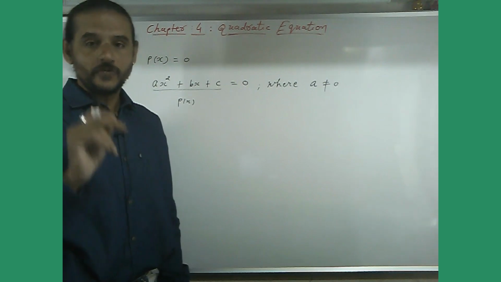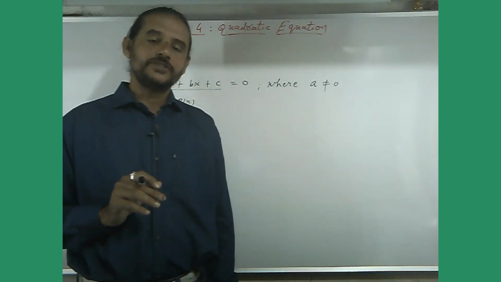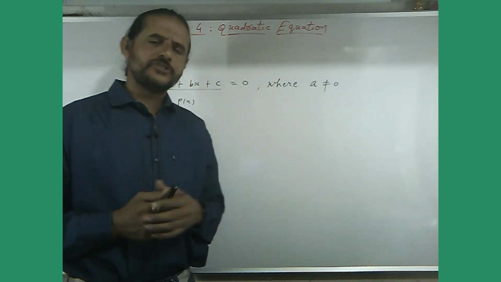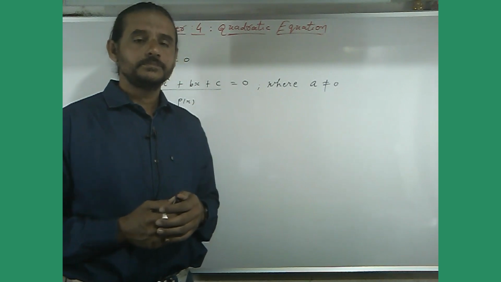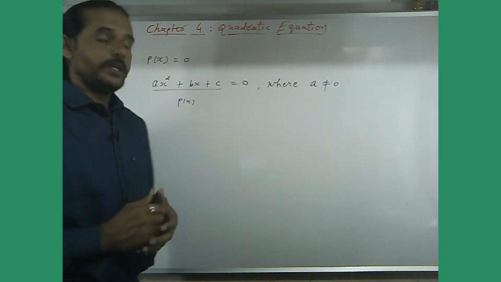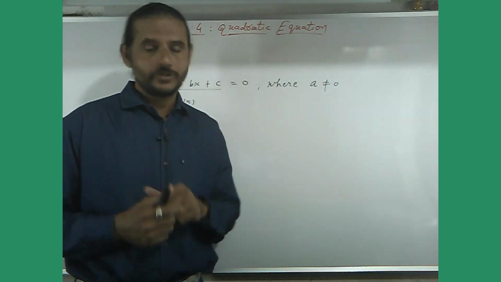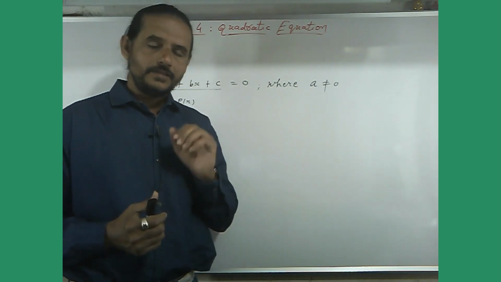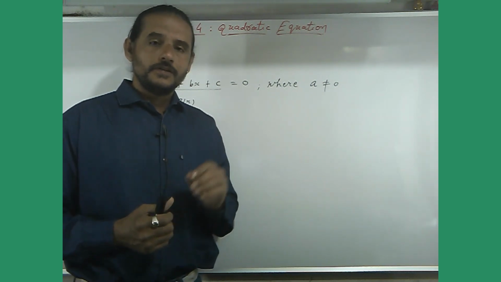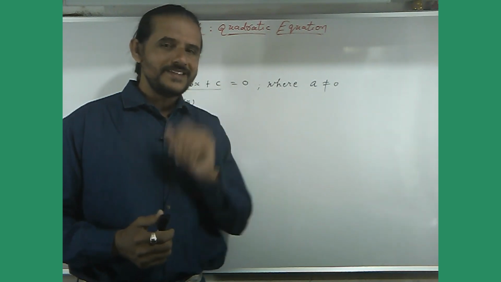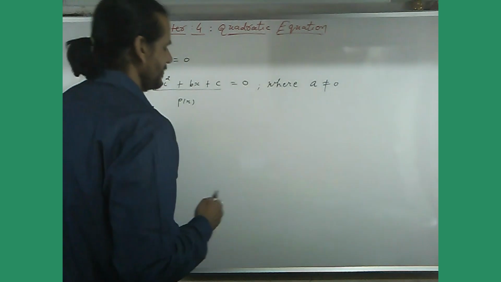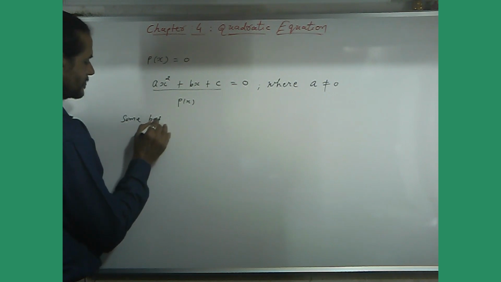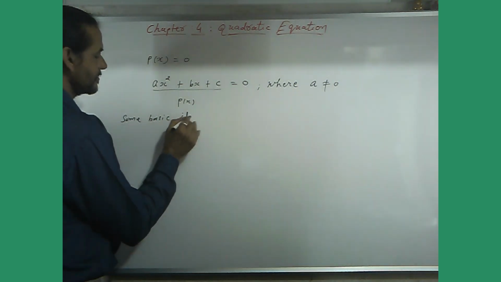In this chapter, we will solve quadratic equations by factorization method and by square root method. By factorization method, you should know about some basic identities, and I think you know very well some basic identities. These are some basic identities you should know.